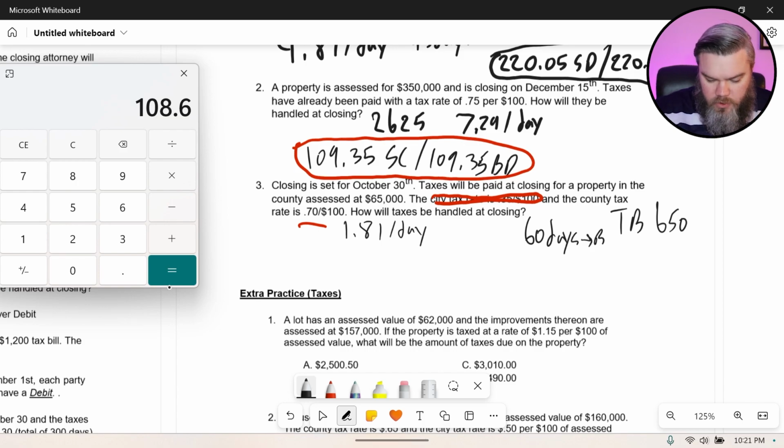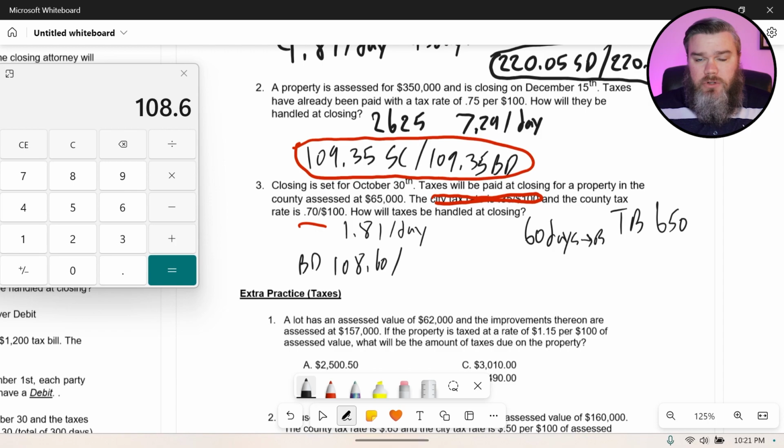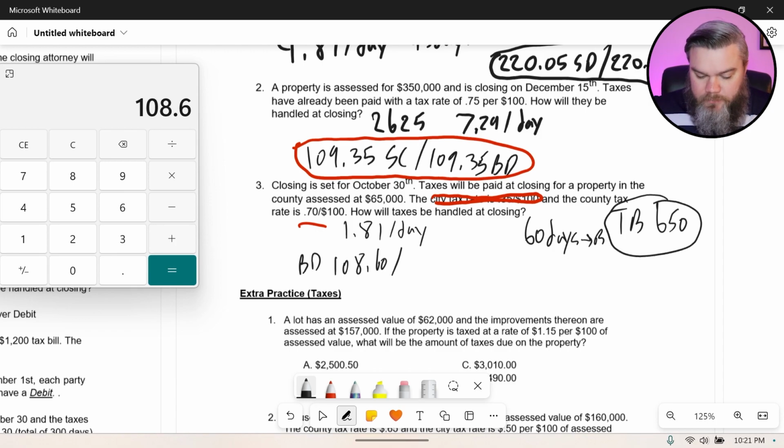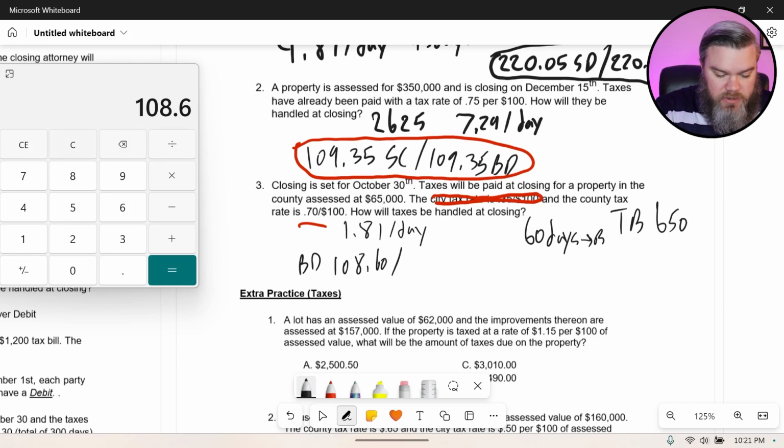Buyer is responsible for, we're going to write it right here, buyer debit of 108.60. Now folks, do not give yourself extra work. This full tax bill has to be paid. So as opposed to calculating January, February, March, April, May, June, all the way through, and then calculating the days of the per diem, understanding that full $650 has to be paid, well, we know what the buyer's portion is. It's this number right here, 108.60.